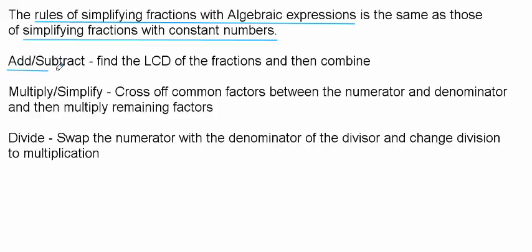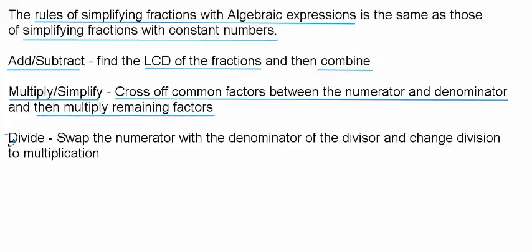To add and subtract, you need to find the least common denominator of the fractions and then rewrite each one of them on the least common denominator, and then combine the like terms in the numerator and go on to simplify. To multiply, you should reduce or cross off common factors between the numerator and the denominator and then go on to multiply the remaining factors out. And to divide, you need to flip over the numerator and the denominator of the divisor, that's the second fraction in the division, and change the division to a multiplication.